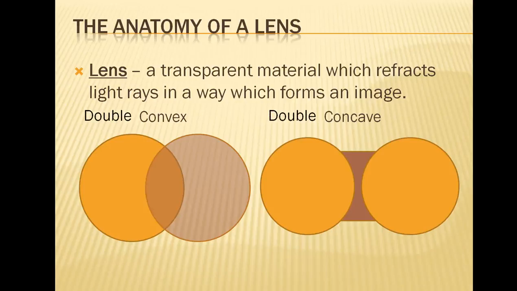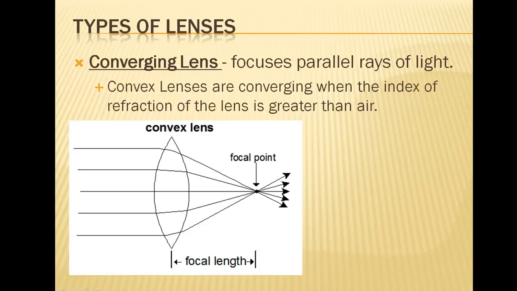These are both called double concave, double convex, meaning that they have the same shape on each side. Lenses do get a lot more complicated where they can have two different curvatures on each side, or one side could be flat, and that would give us some different effects, but we're not going to be looking at that in this chapter. So two types of lenses.